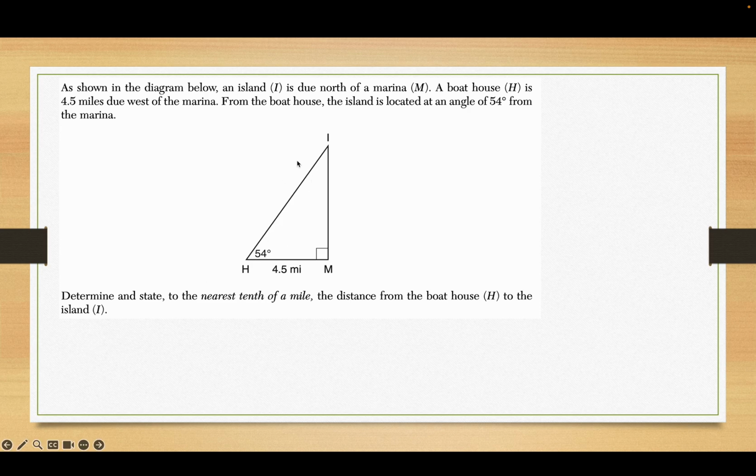So from H to I, that's the hypotenuse, and the side they're giving you is adjacent. Well, we just did an adjacent hypotenuse deal. That is cosine. So the cosine of 54 will equal 4.5 divided by x, because x is the hypotenuse. I look up the cosine of 54. I get 0.5877 equals 4.5 over x. Cross multiply. 0.5877x is 4.5. I divide. X is 7.7. So to the nearest tenth of a mile, it's 7.7 miles from H to I.